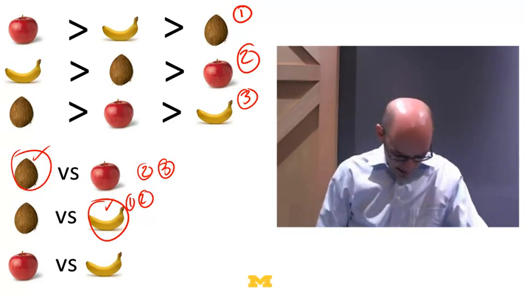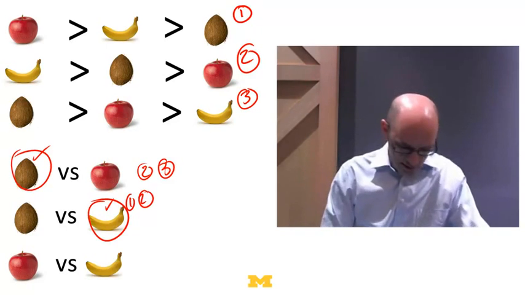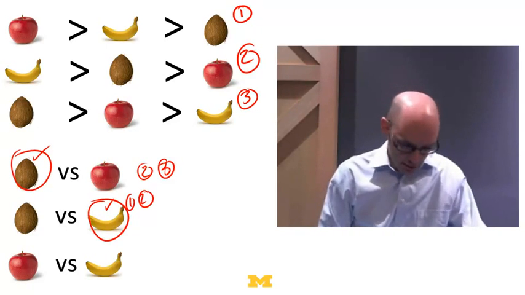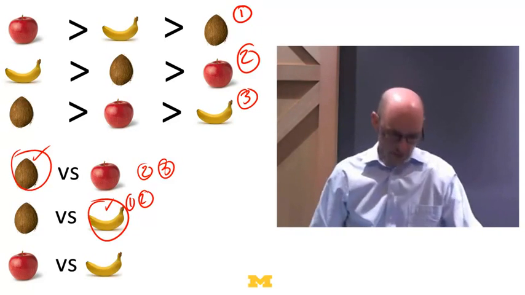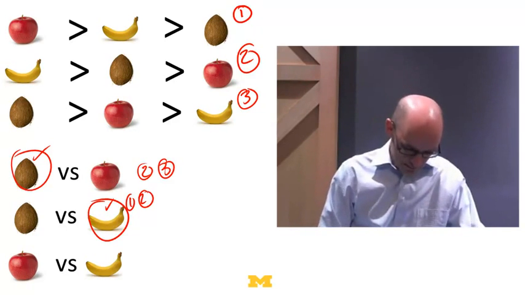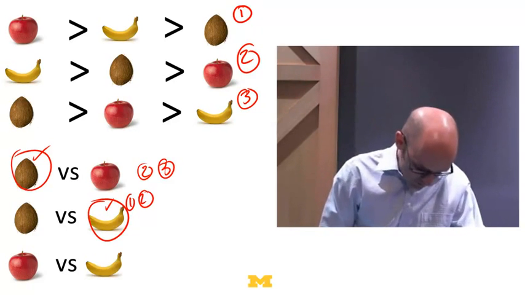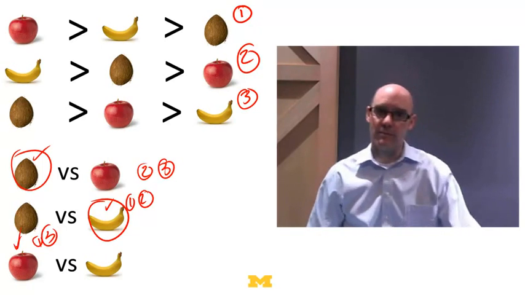So if we compare apples to bananas, we see that person 1 likes apples more than bananas. Person 2 likes bananas more than apples, but person 3 likes apples more than bananas. So we get that 1 and 3 both prefer apples to bananas, so apples wins.